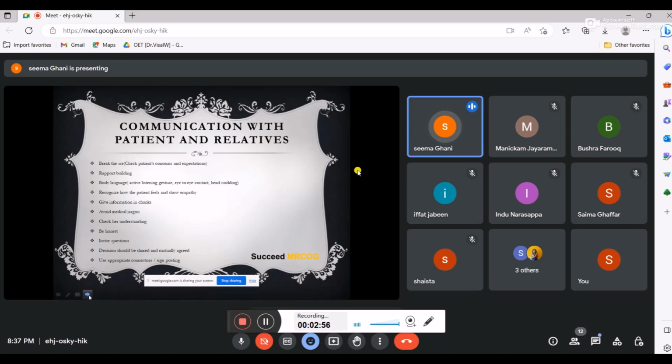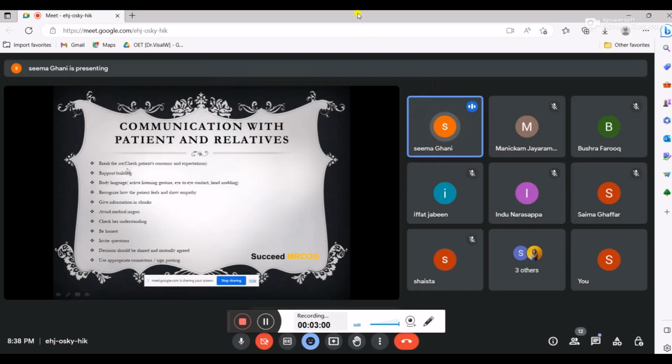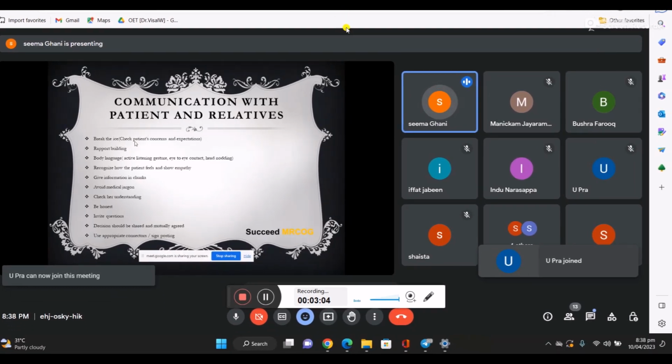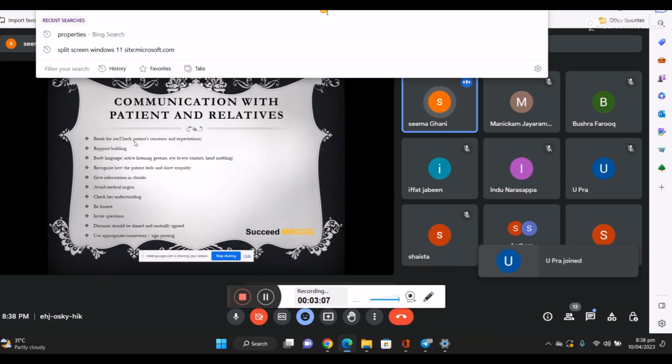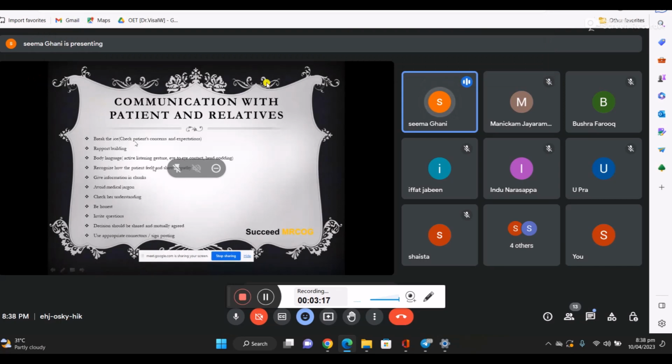So what comes in communication with the patient and relatives is very important. After the introduction, it's very important how you break the ice, meaning you should know about the patient's concerns and what the patient expects from today's meeting. Make a good rapport. Body language is very important. You have to have eye-to-eye contact, and you have to give a very attentive listening gesture to the role player by head nodding.